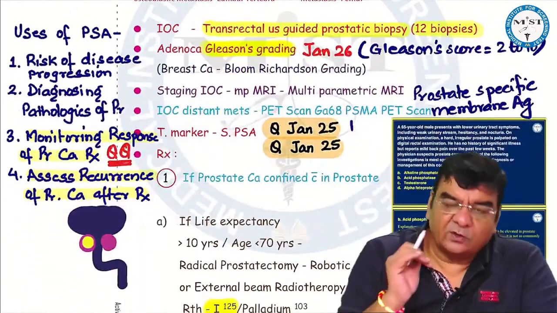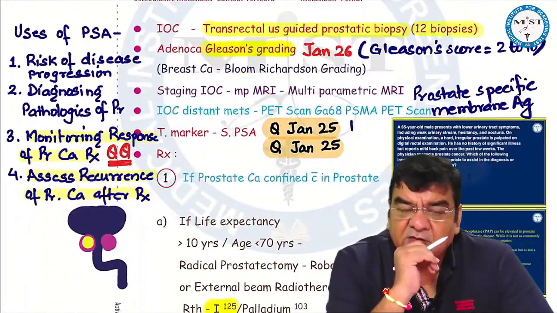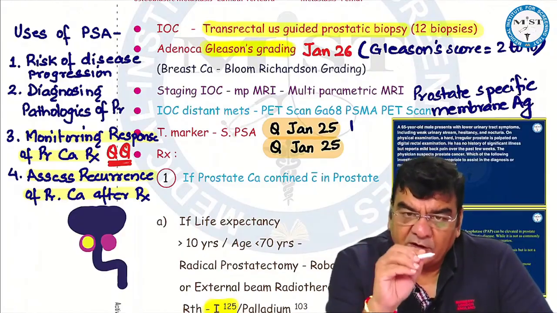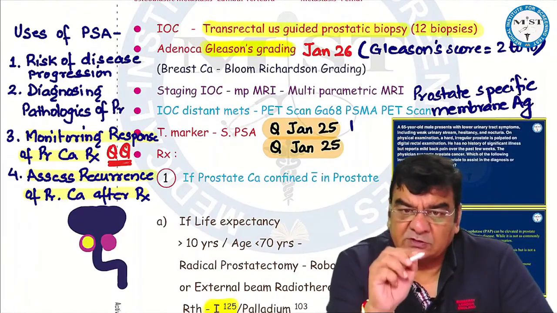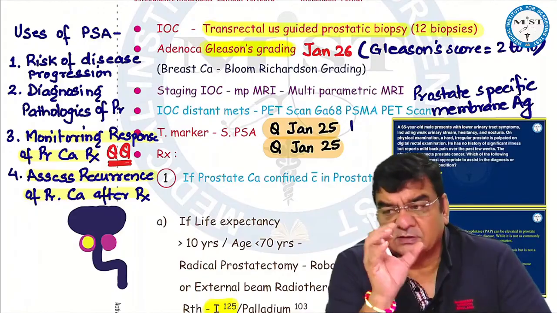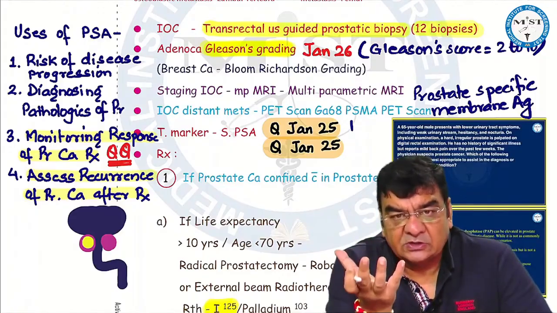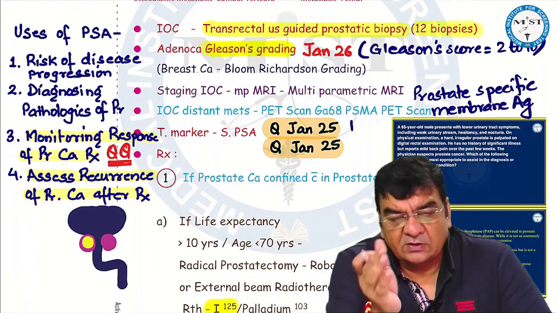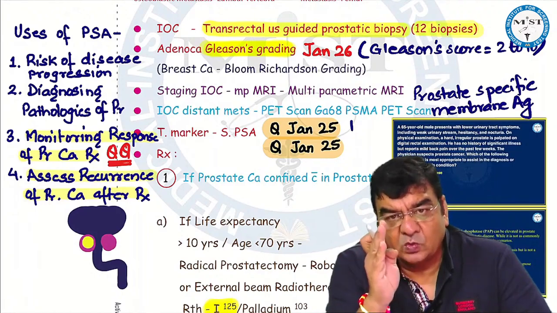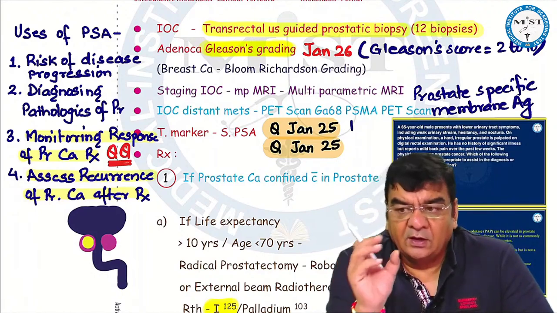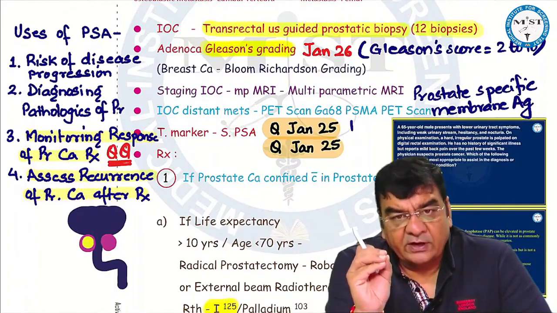Investigation of choice for prostate cancer is a transrectal ultrasound guided prostatic biopsy, and we have to take 12 biopsies to diagnose this prostate cancer, and it turns out to be adenocarcinoma. The pathologist can do a Gleason's grading for prostate cancer, where the Gleason score ranges from 2 to 10. Breast cancer pathological grading is Bloom-Richardson grading.